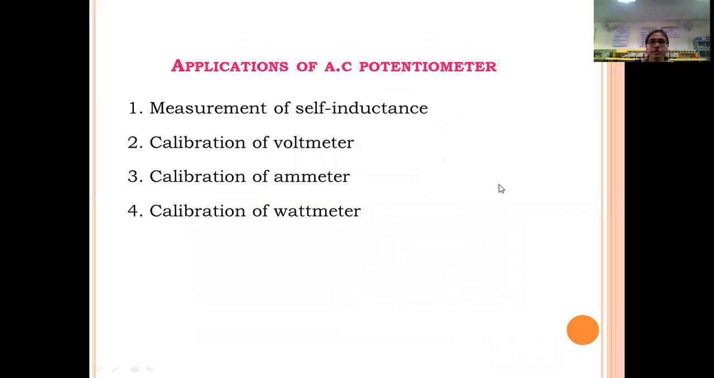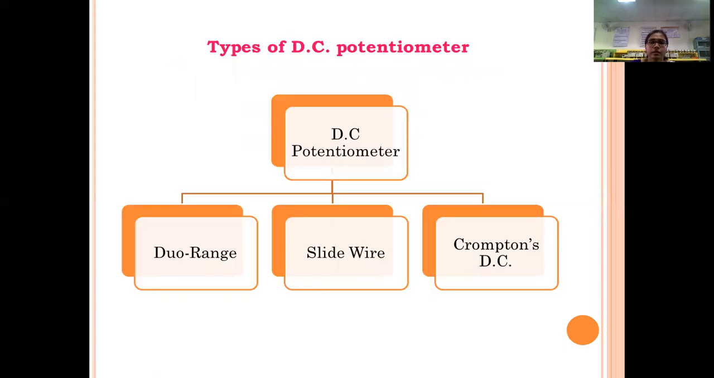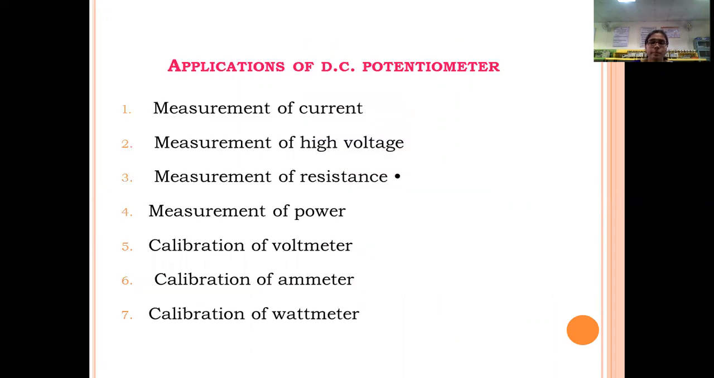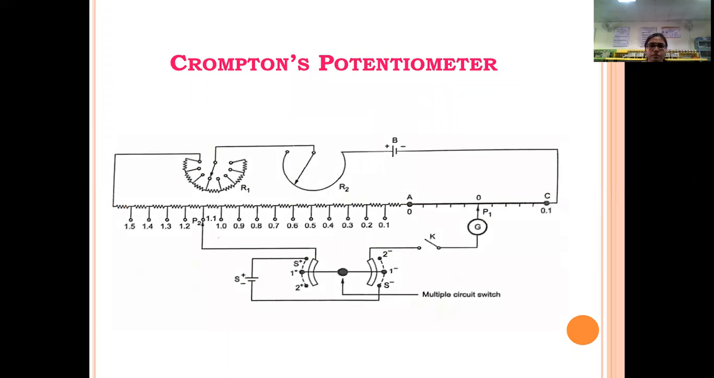What are the applications of AC potentiometers? AC potentiometer is used for the self-inductance calibration of voltmeter, ammeter and wattmeter. There are different types of DC potentiometers, like Duran, slide wire and Crompton's DC potentiometer. Applications of DC potentiometer are measurement of current, high voltage, resistance, power, and it is used for the calibration of voltmeter, ammeter, and wattmeter.